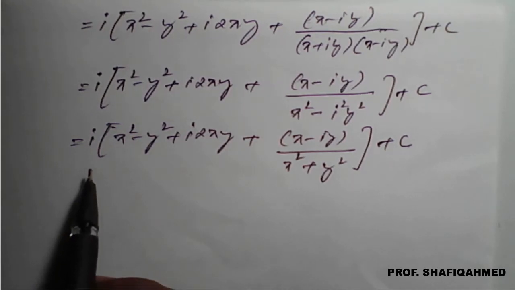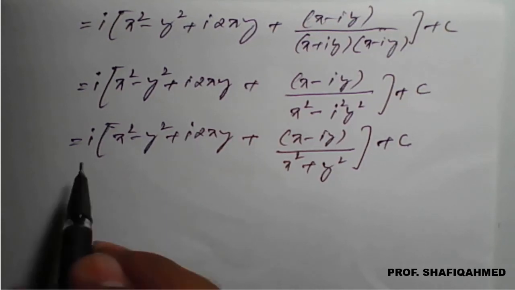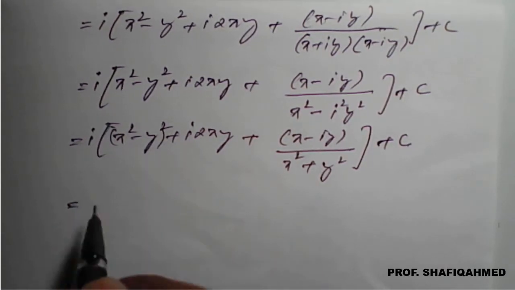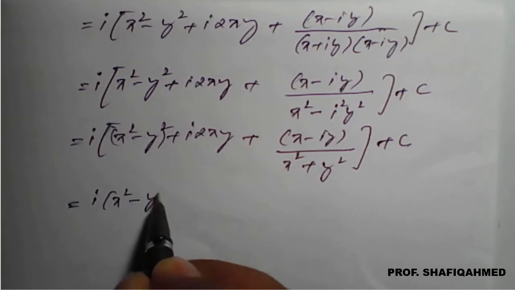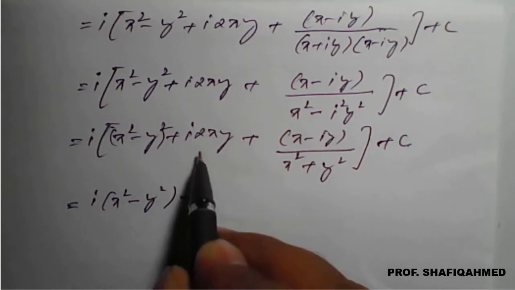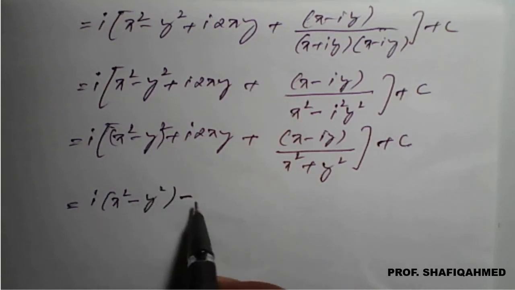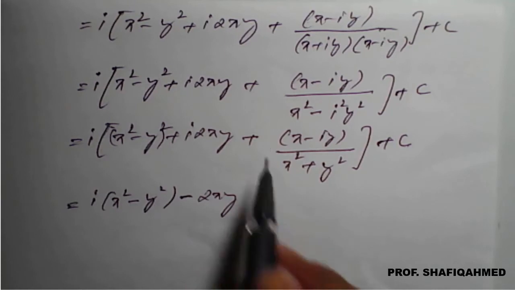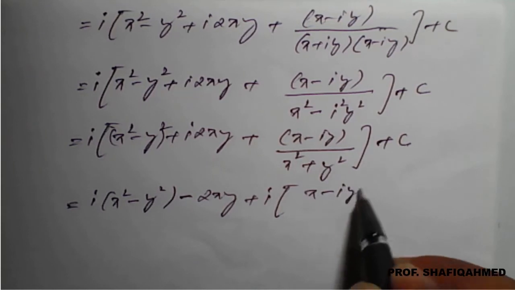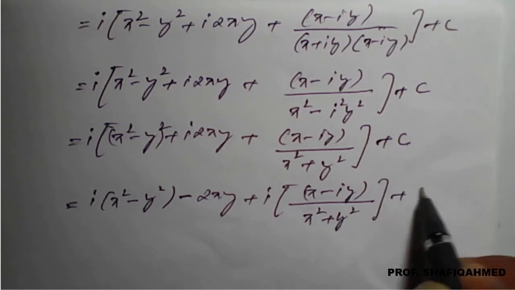I will multiply this i to this completely now. If you multiply, let's see what happens. I will make this a bracket here, so it becomes i times (x² − y²), and i into i is i², which is minus, and that minus into plus is minus 2xy. So i times this completely, I will write (x − iy) divided by (x² + y²) plus c.